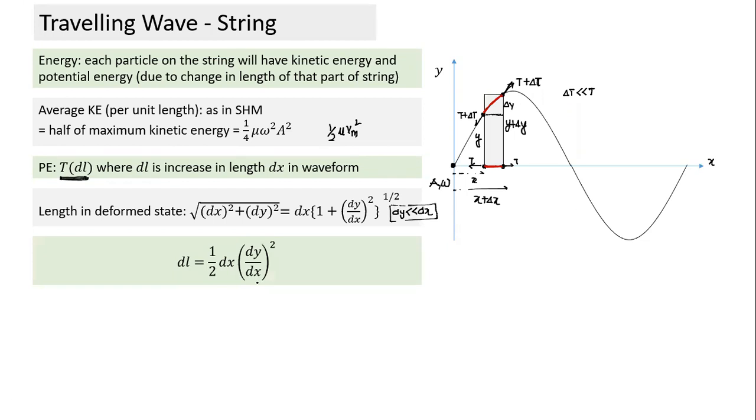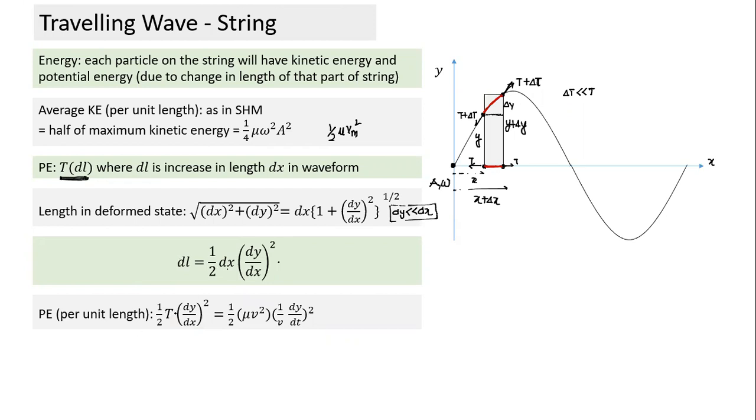So what is dl equal to? This is the length of the deformed state. From here, I subtract the original length, which is dx. When I subtract dx, only this term remains. What is this term? 1 by 2 comes here as a coefficient: 1 by 2 into dx and this term, dy by dx whole square. This is the increase in length. And so what is the potential energy? I multiply by the work done by the tension force, T into dl.